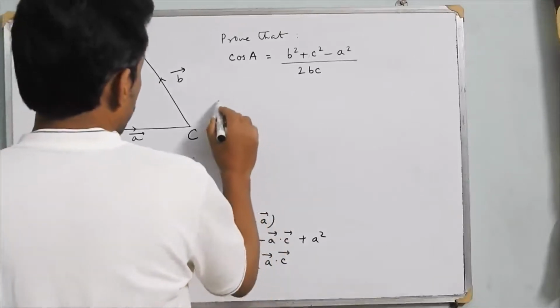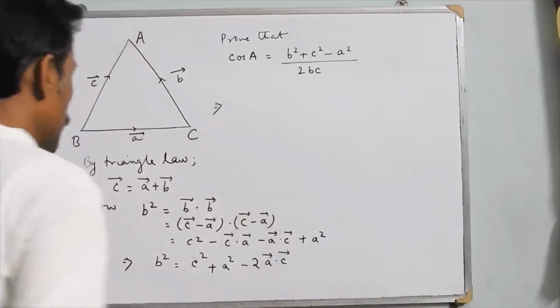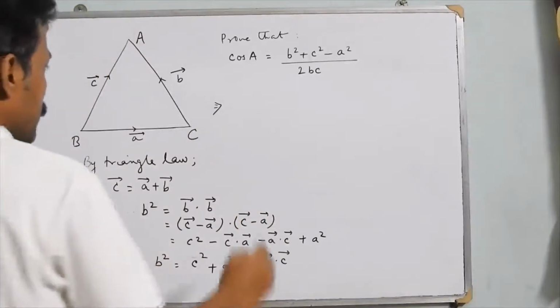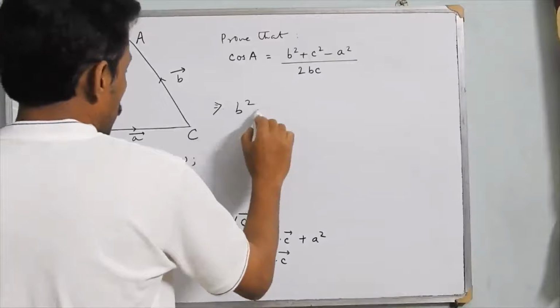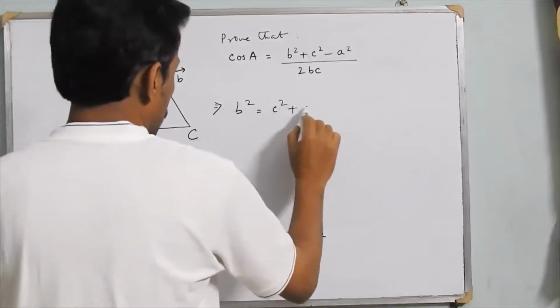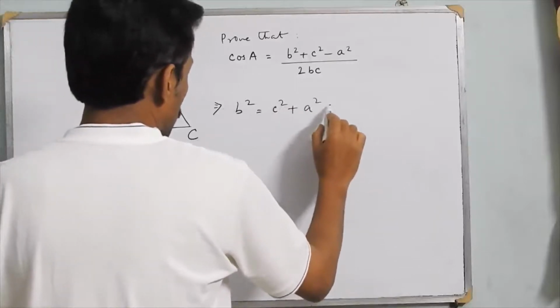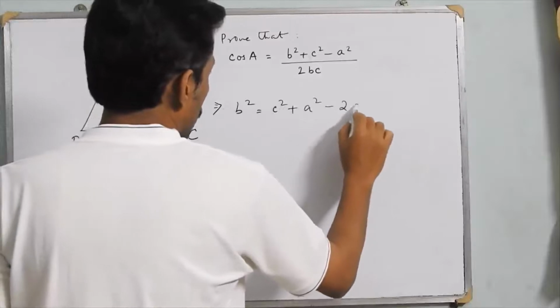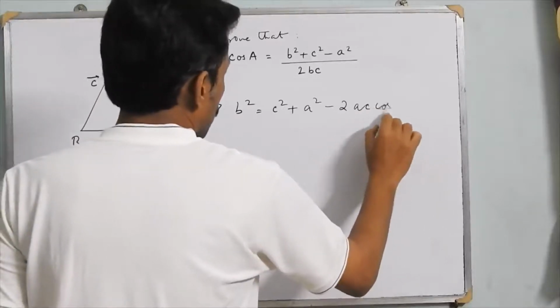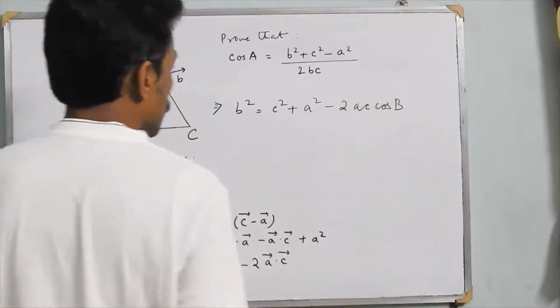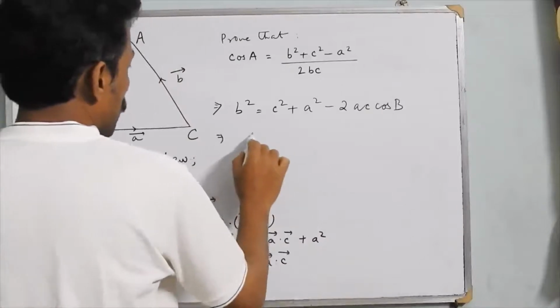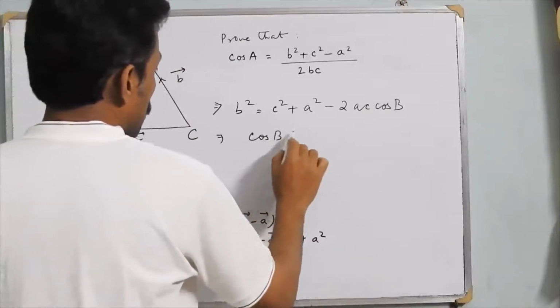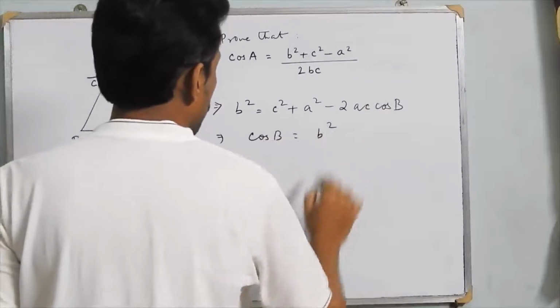So what I get is B square equal to C square plus A square minus twice AC cos B. So this gives you cos B as B square.